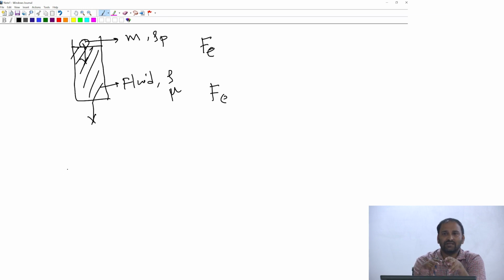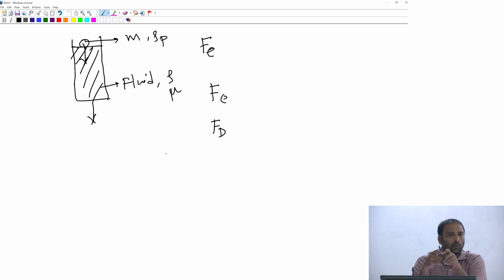Now we have discussed in the class that whenever there's an external force which sets the particle into motion, there's always going to be a drag force. Whenever there's a relative motion between the particle and the fluid, a drag force comes into the picture. Therefore there's also going to be a drag force acting on the particle.